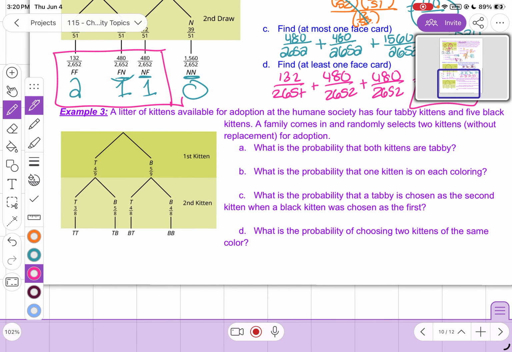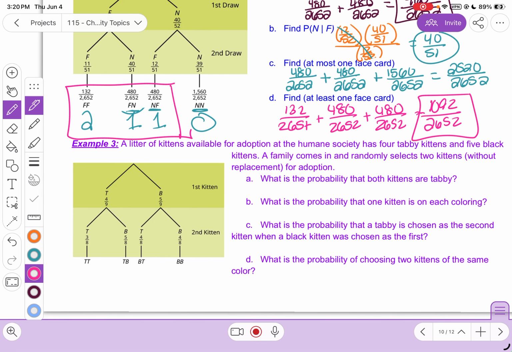All right, let's look at another example. A litter of kittens is available for adoption. They have 4 tabby cats and 5 black cats. A family comes in and randomly selects 2 kittens without replacement. What is the probability that both kittens are tabby? So that would be tabby, tabby. So we have 4/9 and 3/8. 4/9 times 3/8. We're going down, so we multiply. 4 times 3 is 12. 9 times 8 is 72.